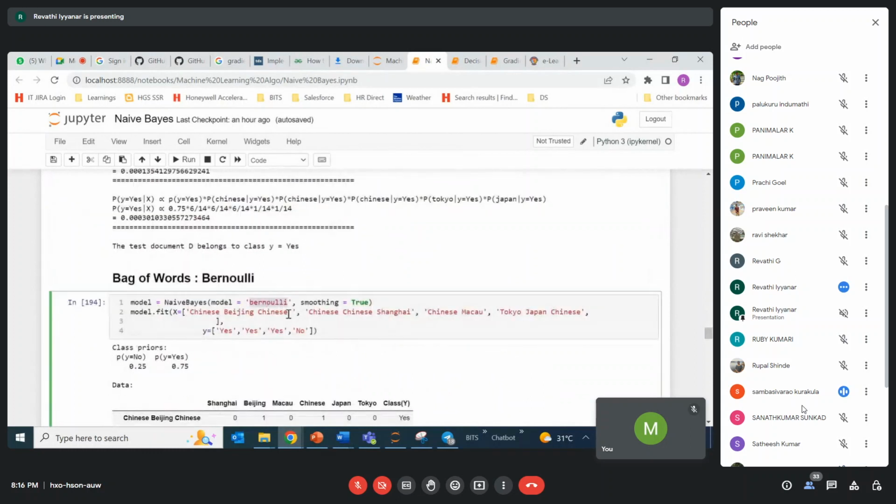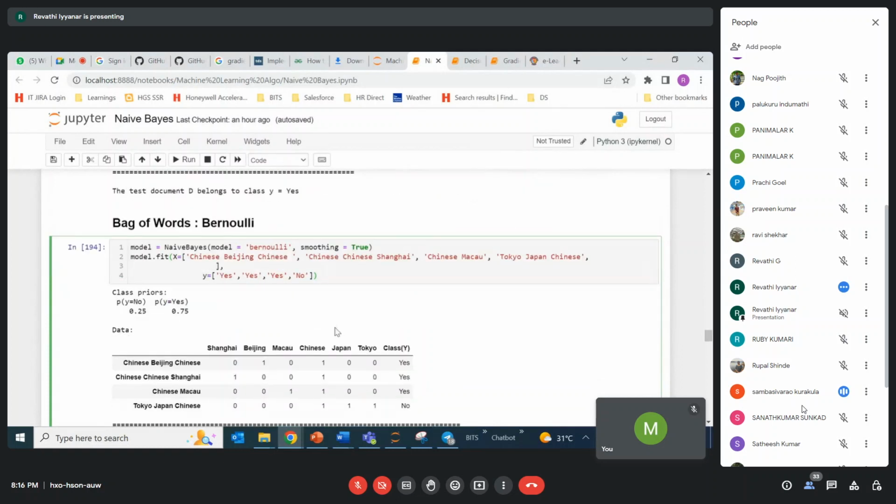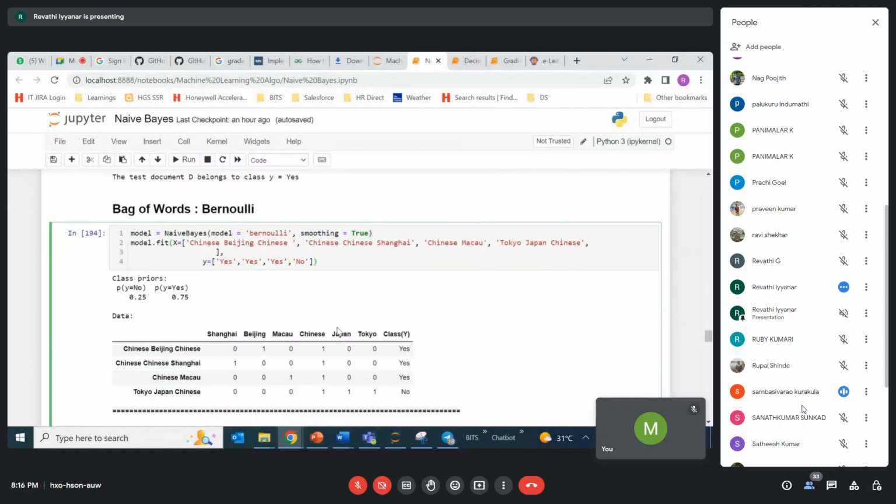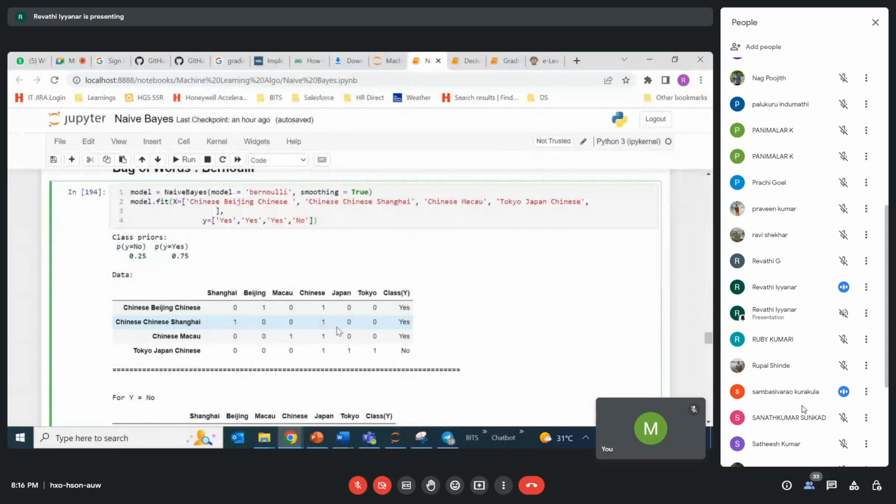That will be specified in the question, or else we need to write for bag of words whether we are using the Bernoulli or multinomial. If they clearly specify it is multinomial, model equal to multi you have to give.